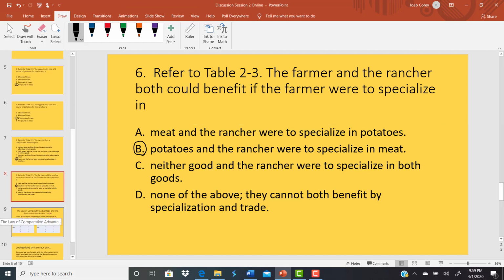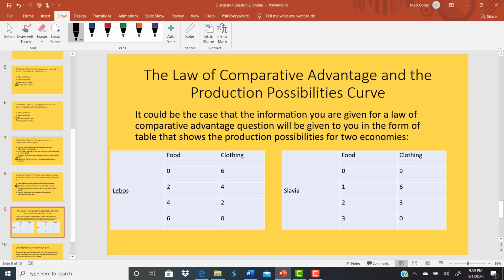Now, another way that you might see this question, just to make sure we cover all angles, and the way that you're going to see it on your discussion session activity, is a way that combines the idea of the production possibilities curve with this law of comparative advantage. So it could be the case that the information you are given for a law of comparative advantage question will be given to you in the form of a table that shows the production possibilities for two economies.